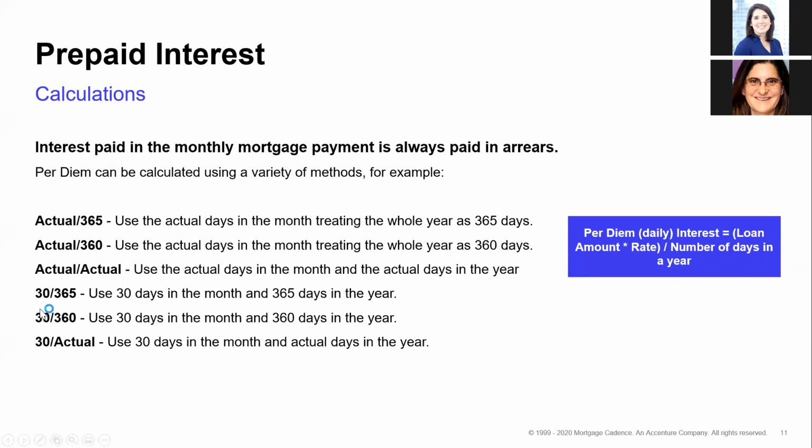A lot of 30/360 is probably the most common. A lot of people just default, don't care what the month is, just pretend it has 30 days. Don't care about reality, just use 360 days in the year. That is the most common. But it's really important that you know what your system is set at to be able to match it. And here's the Excel formula for per diem.